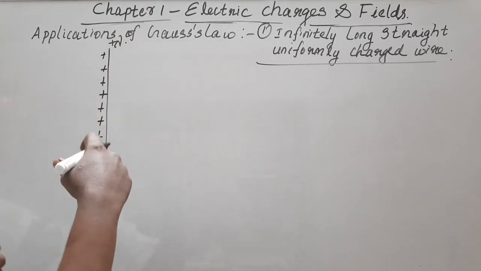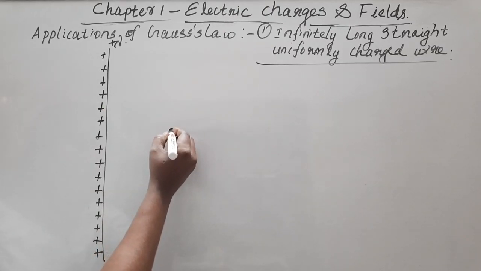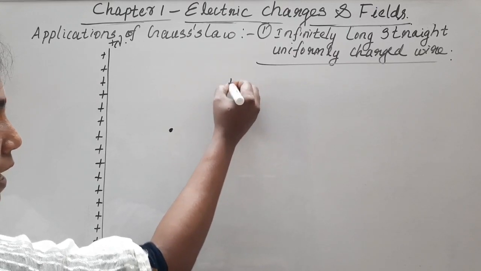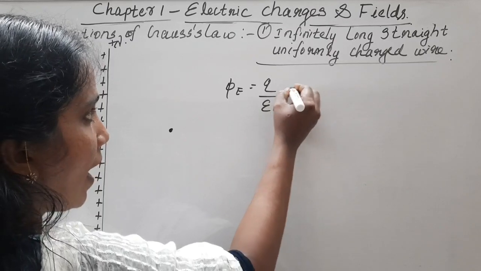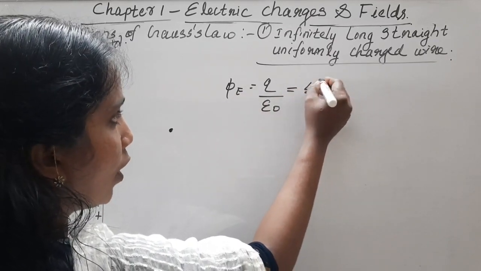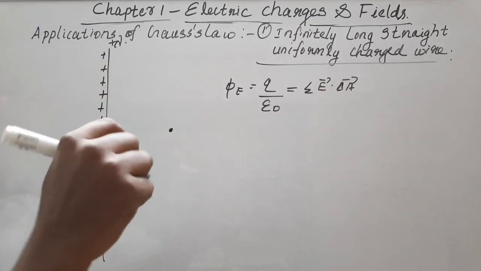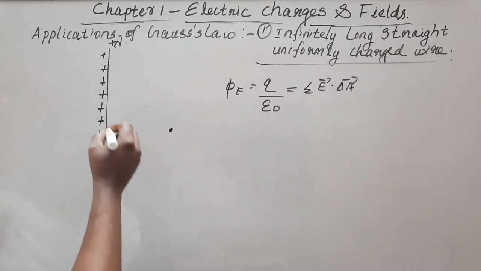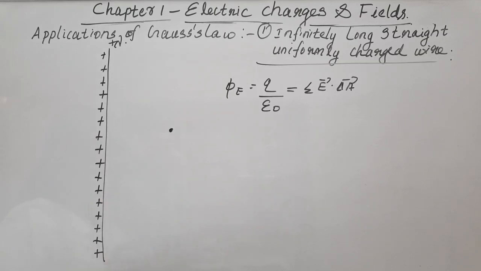Now, in order to find the flux at a point, so actually not flux, the field at a point, we are using this expression for flux, that is phi E equal to Q by epsilon 0, where we write phi E as summation E dot delta A. This is what we will be doing. So using Gauss's law, we are finding this flux. So before that, let's see what is the direction and what is the nature of the electric field.